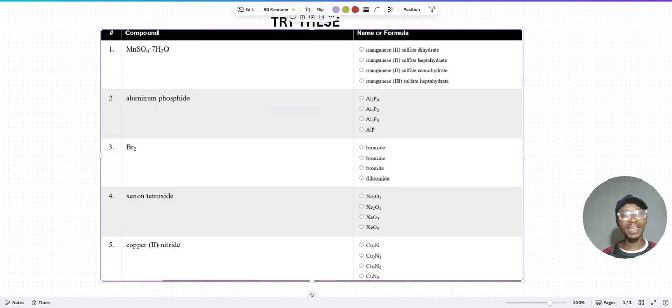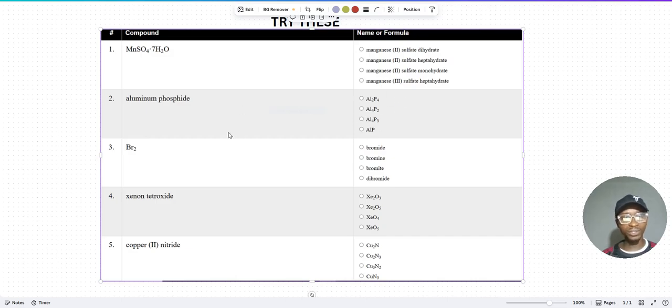All right, learners, if that is clear, you now have these questions to try. You have the compound MnSO4.7H2O. What do you think the name of this compound is? We have the options. Then we have aluminum phosphide as the compound. What do you think the formula of this compound is?